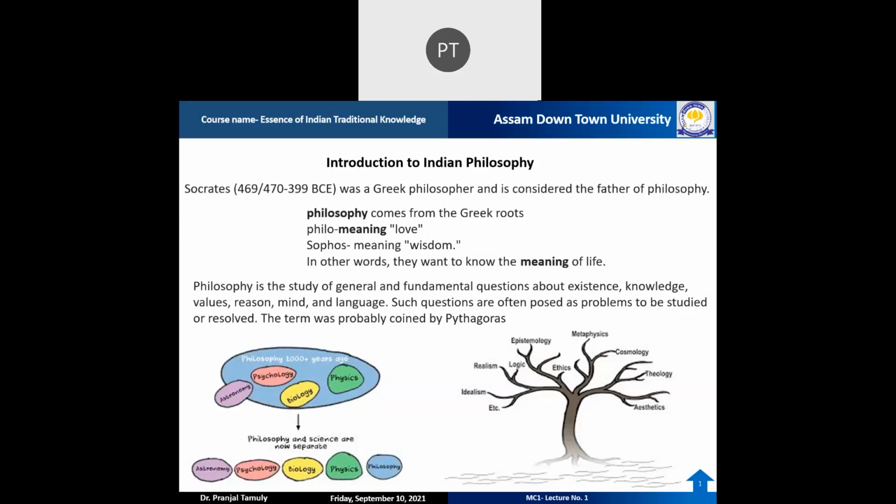So there are different parts of philosophy. If you see in this tree, it contains different branches: idealism, realism, logics, epistemology, ethics, metaphysics, cosmology, theology, and aesthetics. Among these, there are four main parts of philosophy: epistemology, logics, ethics, and metaphysics. So we are going to discuss elaborately these four topics.